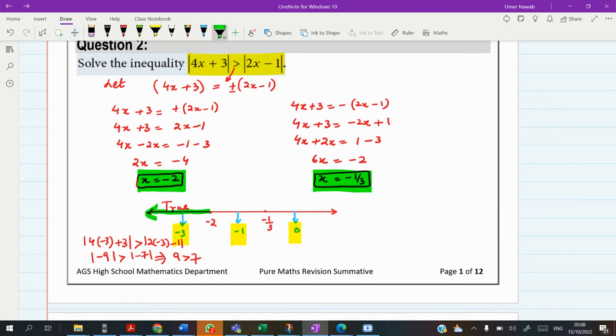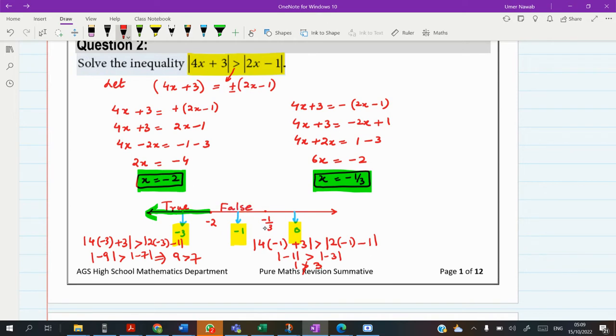Now pick the value which is in between minus 2 and minus 1 over 3. Substitute it. Minus 1 in the place of x, I put 4 times minus 1 plus 3, 2 times minus 1 minus 1. So minus 4 plus 3 is minus 1. Minus 2 minus 1 is minus 3. So guys, 1 is not greater than 3, which means this is not the solution. So this is false.